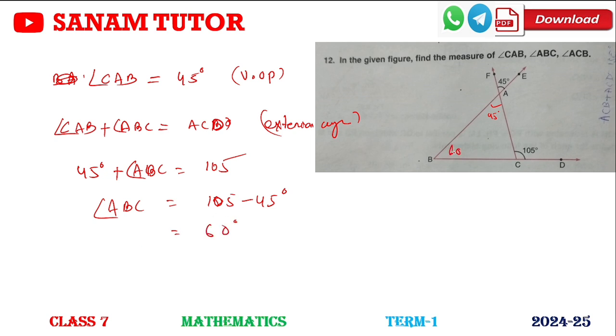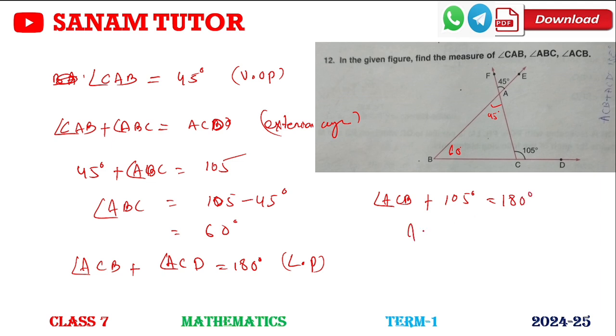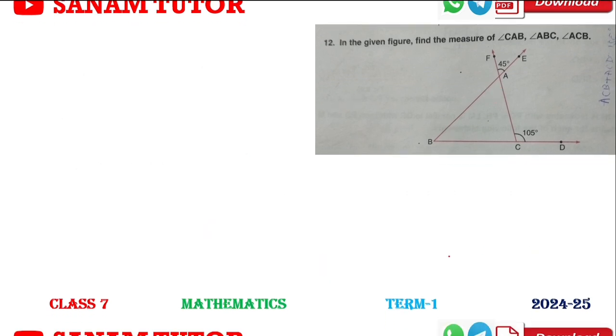So find the value of ACB. So ACB plus ACD must be equal to 180 degrees because of linear pair. So ACB plus 105 equals 180 degrees. So ACB is equal to 180 degrees minus 105. So simply subtract, that is 75 degrees. Understand? So next question, find x and y.